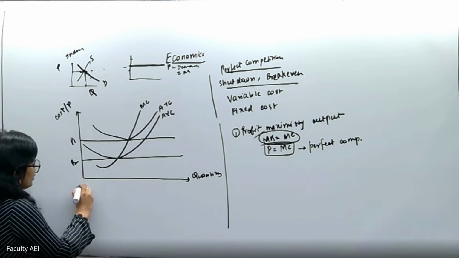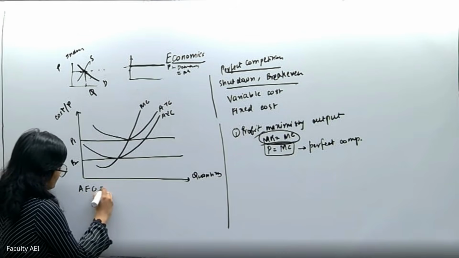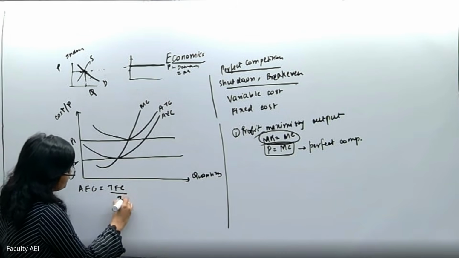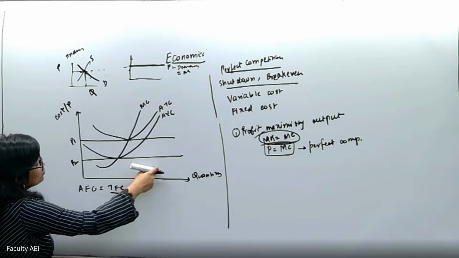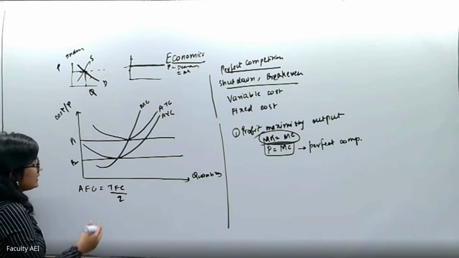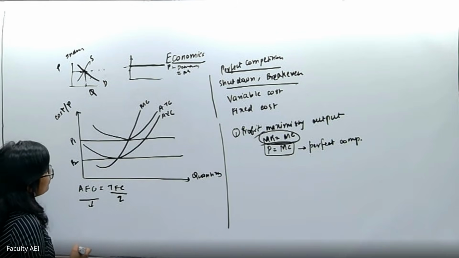Now, what would be the formula of average fixed cost? Total fixed cost divided by Q. Since total fixed cost remains constant, as quantity keeps on increasing, average fixed cost will decrease.